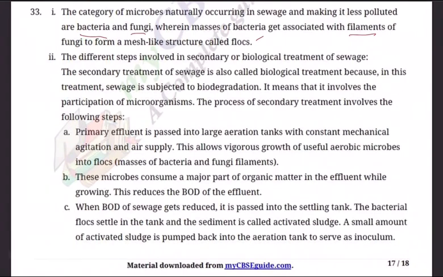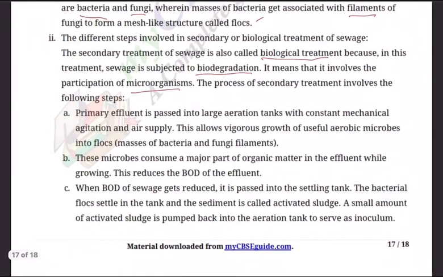Question 2. Explain the different steps involved in the secondary treatment of sewage. The secondary treatment of sewage is also called biological treatment because in this treatment, sewage is subjected to biodegradation. It means that it involves the participation of microbes. The process of secondary treatment involves the following steps. A. Primary effluent is passed into large aeration tanks with constant mechanical agitation and air supply. This allows vigorous growth of useful aerobic microbes into flocs, masses of bacteria and fungal filaments.